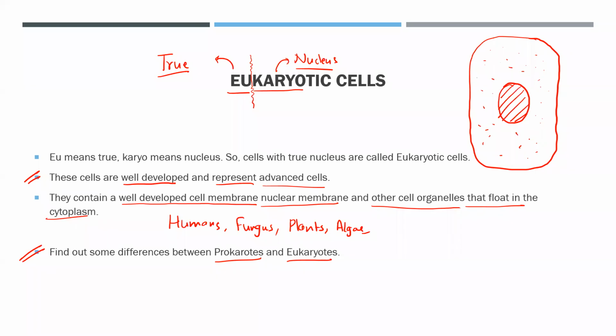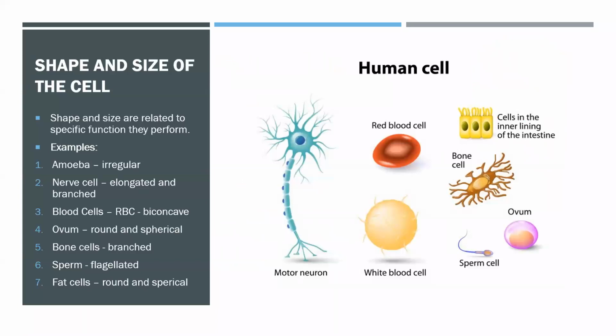In some of the classes I have given you 4 points. If it is provided in your class, then well and good. If not, don't worry, we will discuss it. But for now, this is your homework. Find out the differences between the prokaryotes and the eukaryotes. Let's come to the next part, that is the shape and size of the cell.